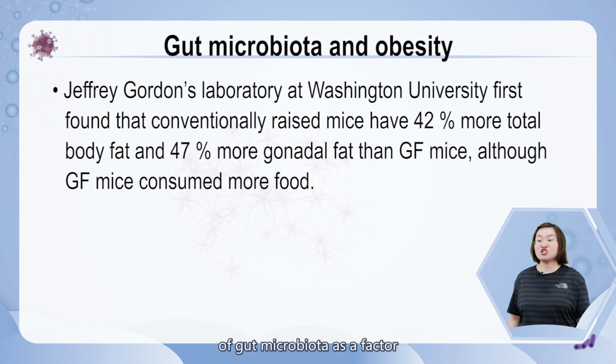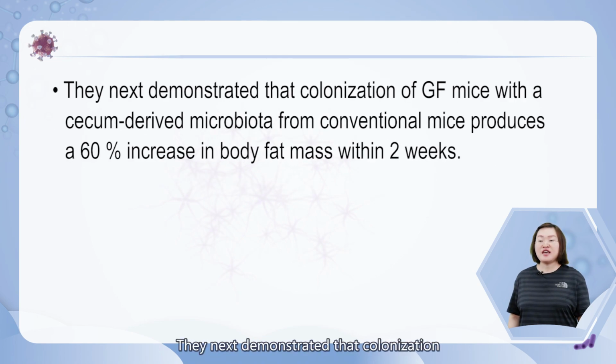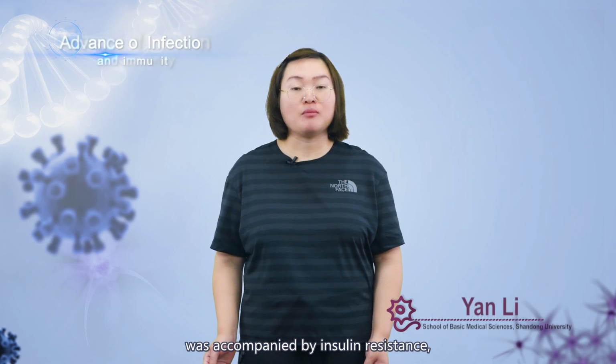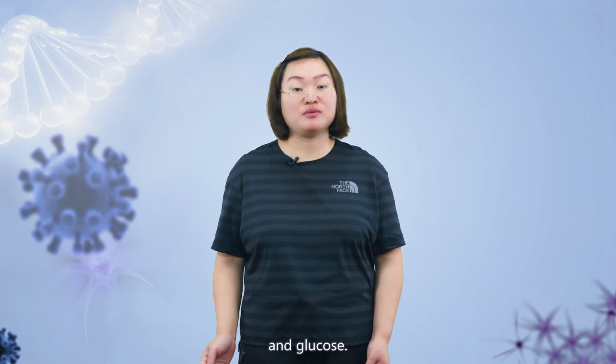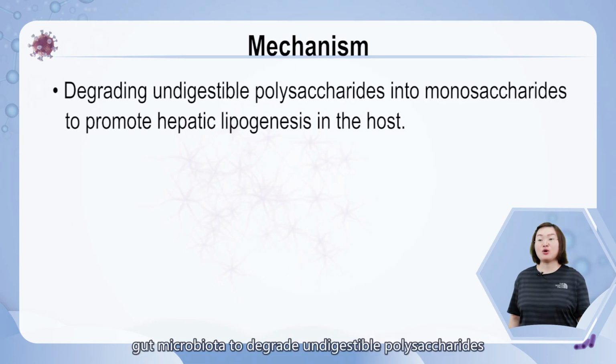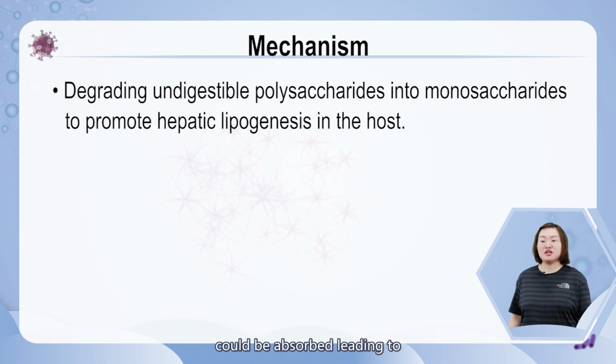They pioneered the investigation of gut microbiota as a factor influencing fat storage and obesity. They next demonstrated that colonization of GF mice with a cecum-derived microbiota from conventional mice produced a 16% increase in body fat mass within 2 weeks. The increase in body fat was accompanied by insulin resistance, adipocyte hypertrophy, and increased levels of circulating leptin and glucose. This was partly explained by the capacity of the gut microbiota to degrade indigestible polysaccharides into monosaccharides, which could be absorbed, leading to increased hepatic lipogenesis in the host.